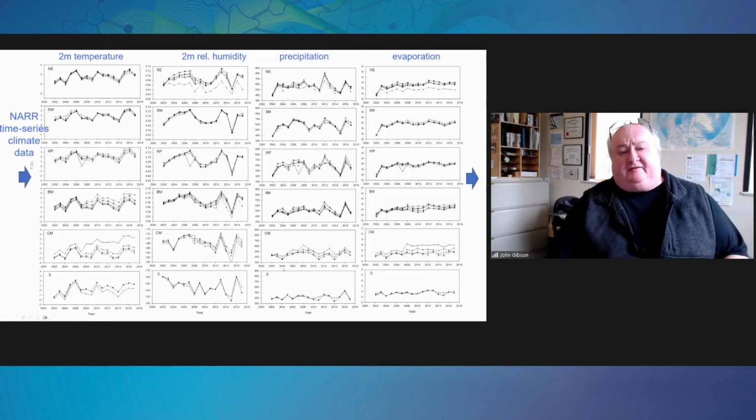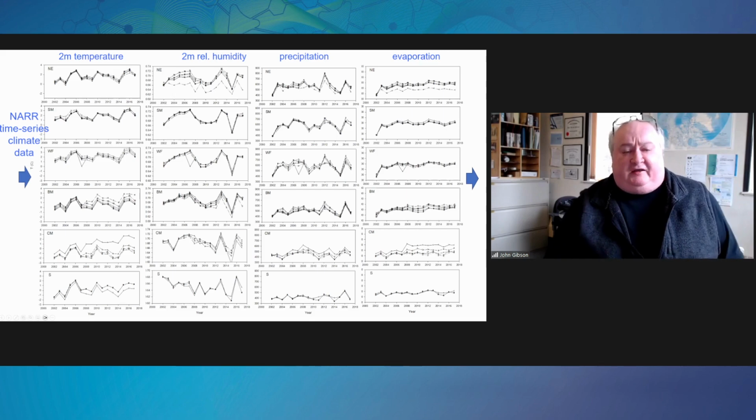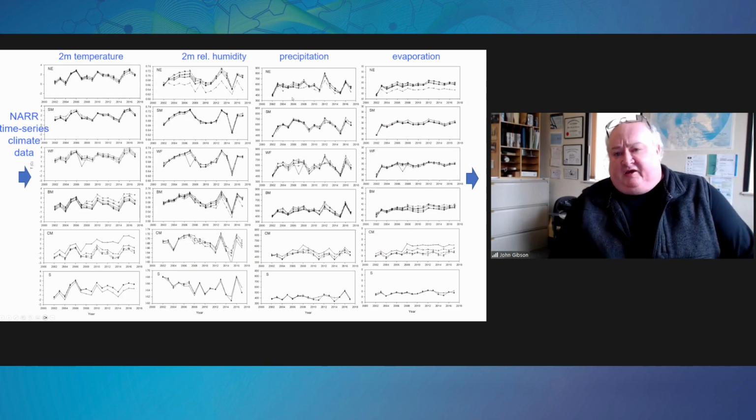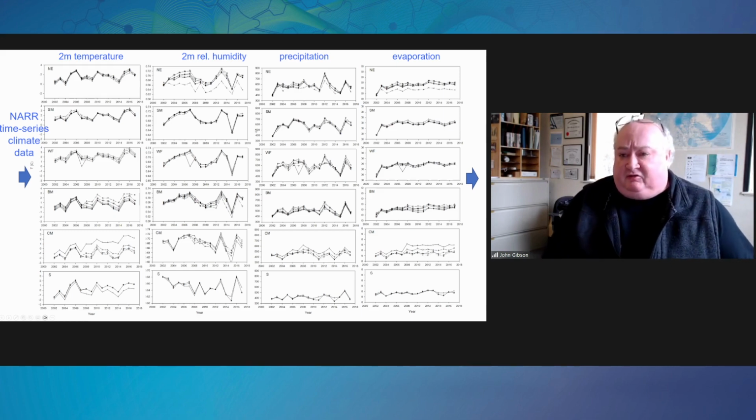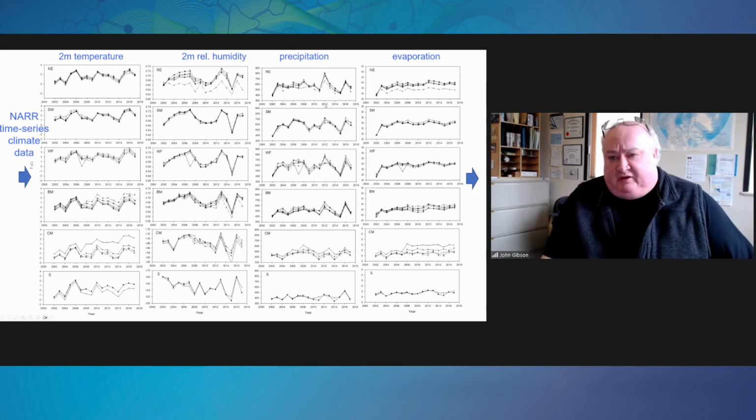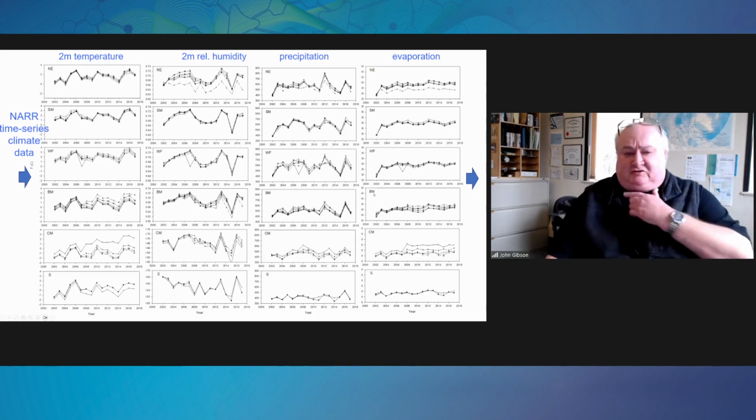So for our analysis, we quantified the weather variables across our network using the North American Regional Reanalysis data set. We developed time series over the period. This is a 16-year data set that we interpreted, and we have a record of temperature, relative humidity, precipitation, and evaporation for each site.